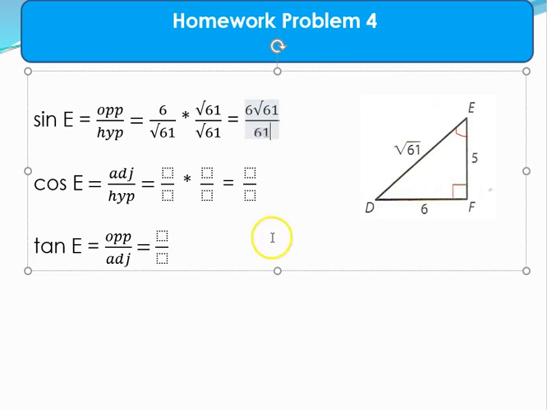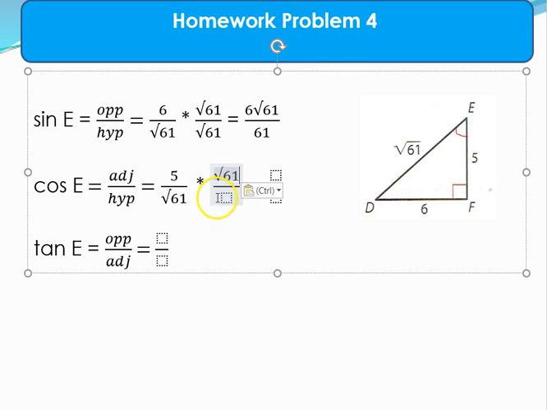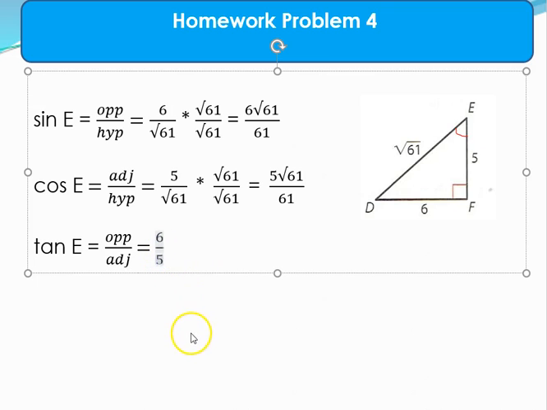Now we'll do cosine of angle E, which is adjacent over hypotenuse, so that will be 5 over the square root of 61. And once again, we'll go ahead and multiply by 1, and our answer is 5 square root of 61 over 61. And then we'll do our tan angle E. That will be opposite, which is 6, over adjacent, which is 5. And there you have it.